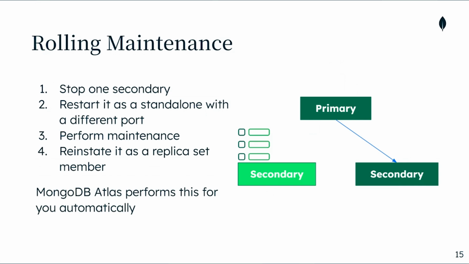It has taken one of the secondary servers out of the replica set. It's leaving the primary and another secondary to carry the load. It's performing maintenance on this server over here, in this case, installing the new MongoDB version. Once this is done, Atlas is going to add the server back into the replica set, wait for it to catch up, and then move on to the next node.